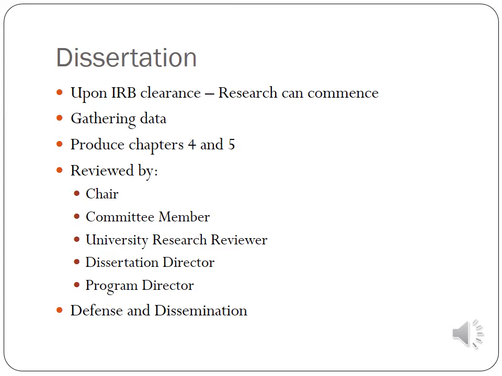Once you have received IRB clearance, you can begin your research. The first stage of this is usually to begin collecting data associated with the study. Once the data are reviewed and analyzed, you can write chapters 4 and 5, which complete the text of the final report. The final report must be approved by the chair, the committee member, URR, the dissertation director, and the program director prior to defense and dissemination.